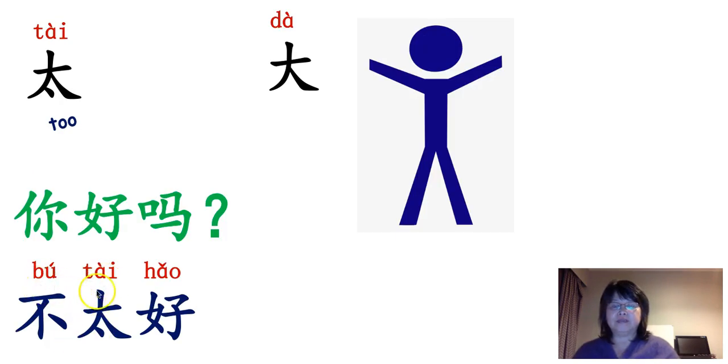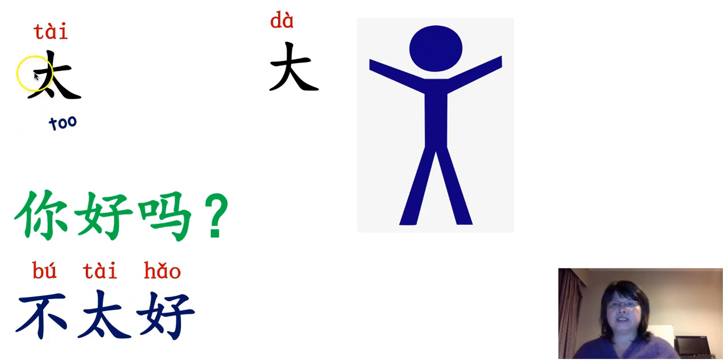See this one? The character after 不 is the fourth tone, 太, so it's going down. So we're going to raise 不 into bú. So say 不太好, 不太好. 太 means too, 不太好 means not very good.